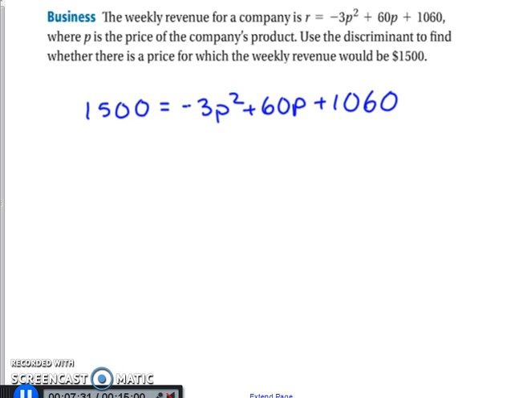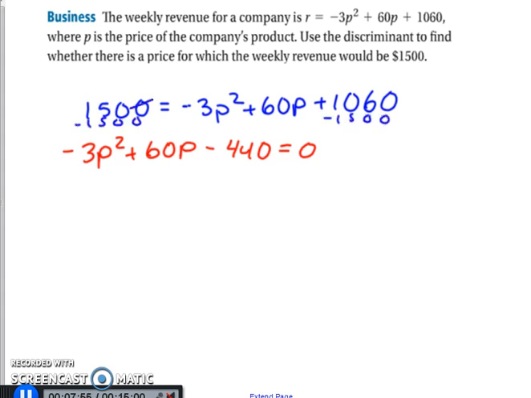So we're going to solve this by setting it to 0 first. We're going to subtract the 1,500. So we're going to have negative 3p squared plus 60p minus 440 equals 0. Okay, so I got that 440 because I subtracted the 1,500. So 1,060 minus 1,500 is going to give me negative 440.